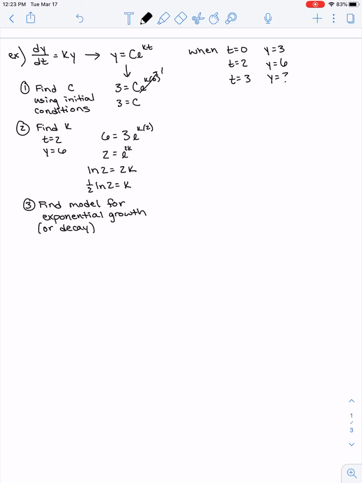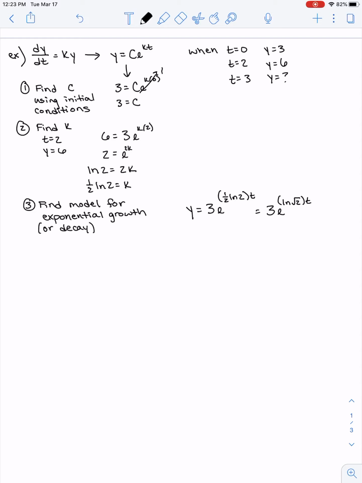So we know that y is equal to, and we know what c is, it's 3. And then we know what k is, it's 1/2 natural log of 2 times t, which I guess we can rewrite to say 3 e to the natural log of 2 to the 1/2, or just the square root of 2, times t. So there's a nice model for us.